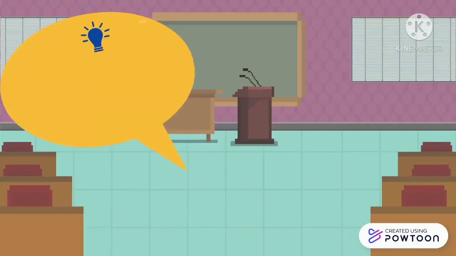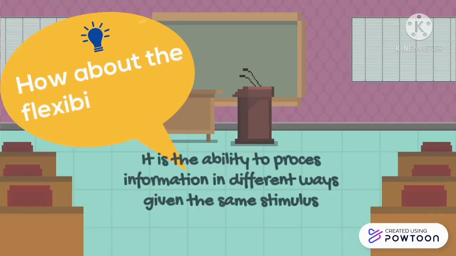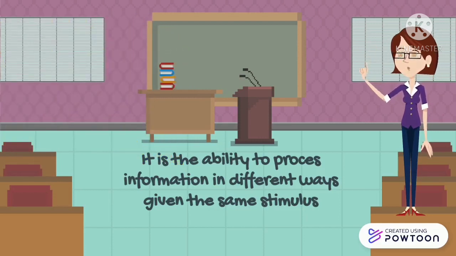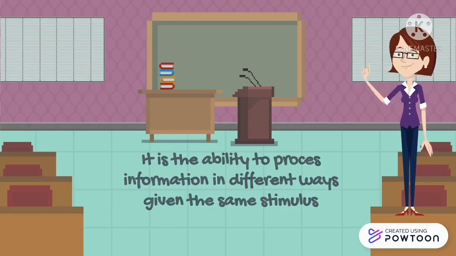And now, let's go to flexibility. So what is flexibility? It is the ability to process information in different ways given the same stimulus. So it uses a flexible approach when logical approaches fail to produce reasonable outcomes. So the creative individual thinks of the most types of responses, or different types of responses.